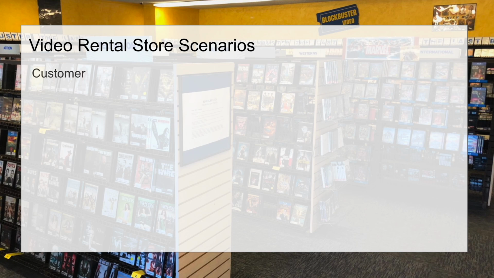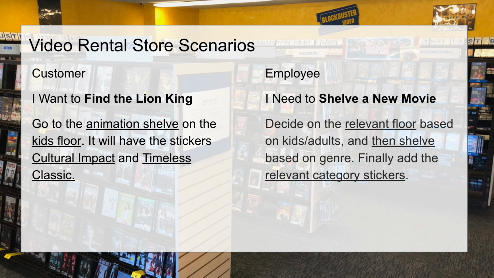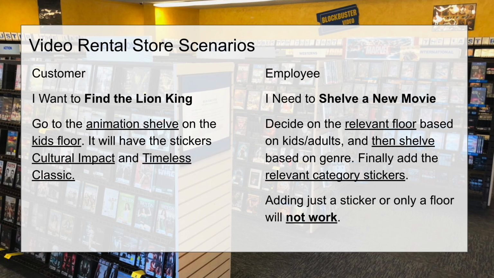In this method, when the customer wants to find a movie like, say, The Lion King, he or she would be directed to the animation shelf on the kids' floor, and they should be able to find a red and green sticker on it. On the other hand, let's consider an employee who wants to shelve a new movie. He or she must pick the relevant floor, kids or adult, and the relevant shelf by genre. In this method, every movie belongs to a specific floor and a specific shelf.